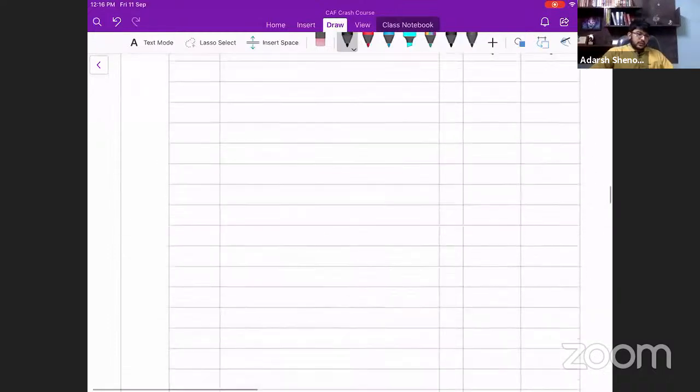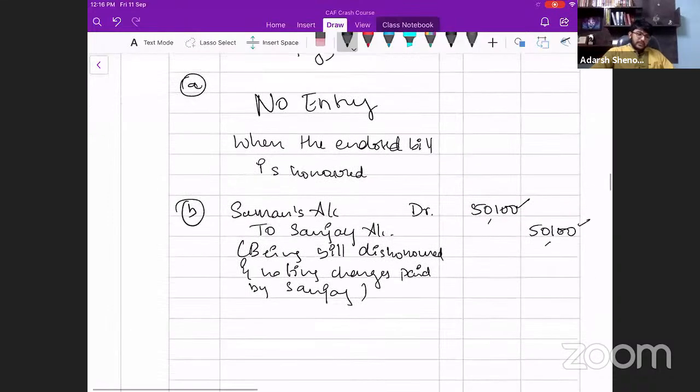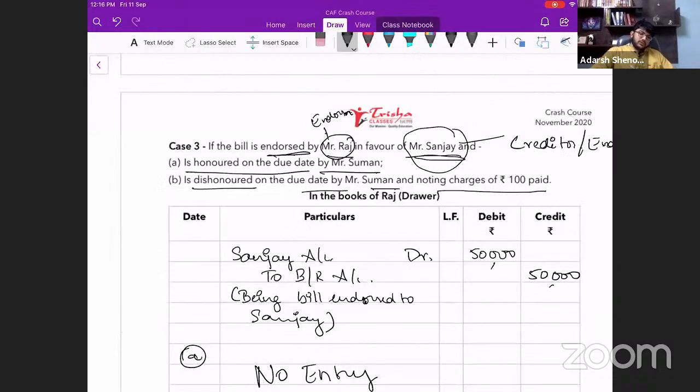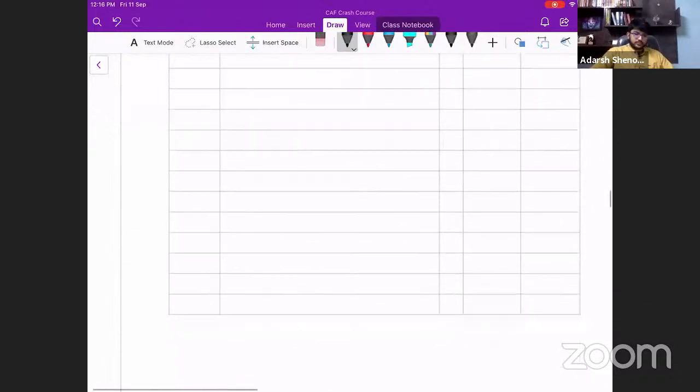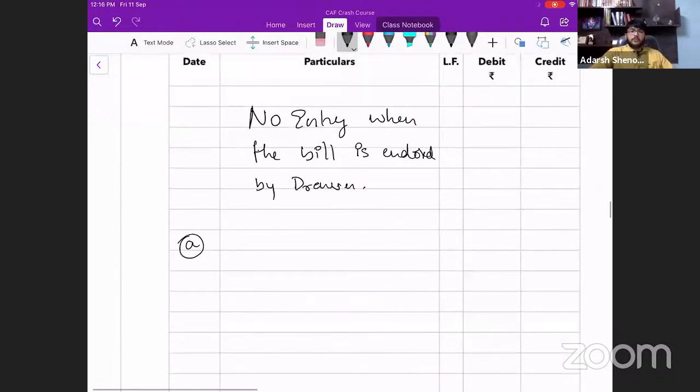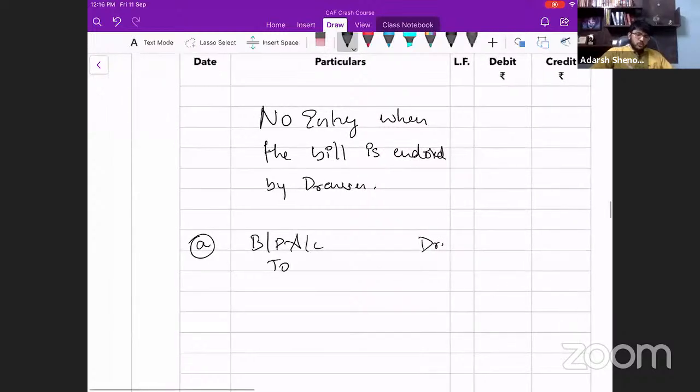Yes. Now case A, when the bill is honored, what is the entry when the bill is honored? I am paying the bill. So bill payable on the due date, bill payable is always to be debited because this becomes a piece of paper. You have to debit bill payable. Second, I'm honoring the bill. That means I'm making a payment, cash or bank account.